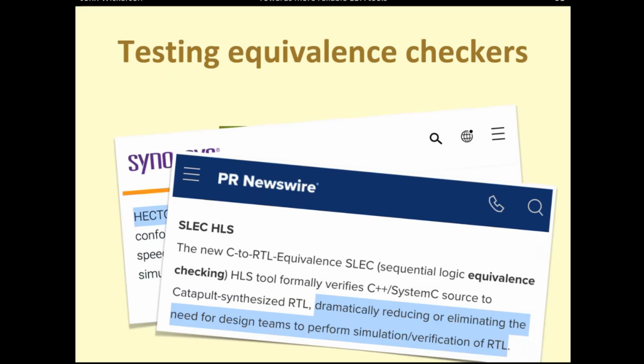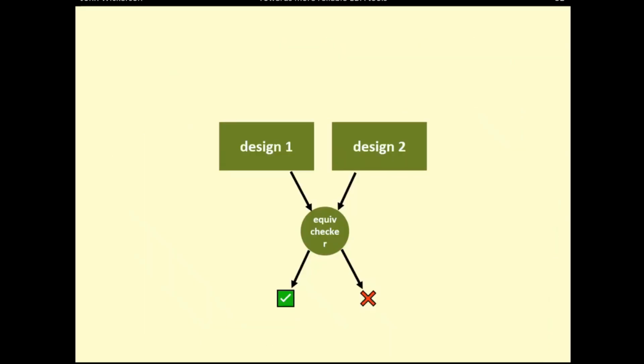It dramatically reduces or even eliminates the need to do simulation or verification on the RTL. You can trust the equivalence checker because it's equivalent to the C, and if the C is fine, then so will the RTL be. So the stakes are quite high because you don't want bugs being uncovered later on in that hardware design process. So we thought we'd better test these.